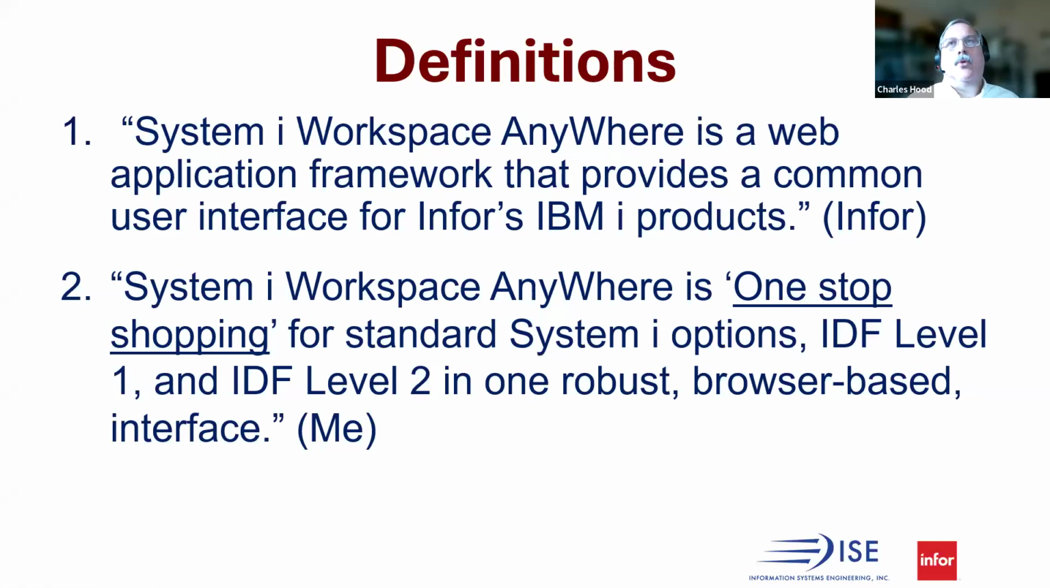All right, so just real quickly, the reason System I Workspace Anywhere needs to be there, at least for the time being, is that not all of XA, and I don't think all of LX or System 21, is in IDF level 2 yet. So Workspace Anywhere does allow you to run a 5250 emulator. You can run IBM System I commands, or you can run XA menu options, for example, that aren't in IDF level 2, like the COM shipping workbench to create shipments, maintain shipments, things like that.